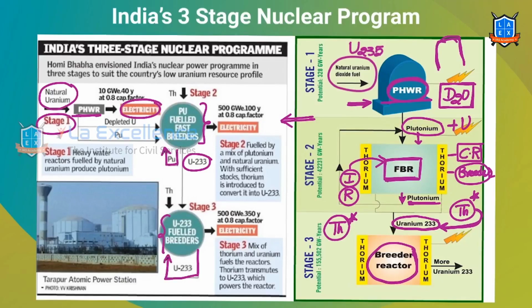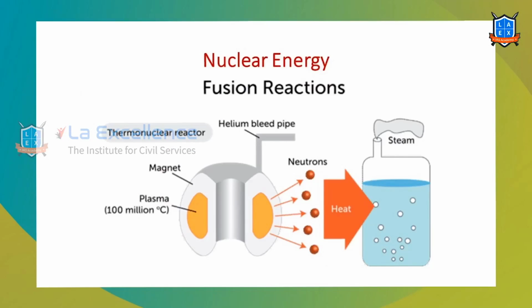In each stage, we can generate electricity, and we are using the end material of each stage as the raw material for the further stages. That's why this is very, very important. This we proposed under Homi Bhabha. He was one of the pioneers in India's nuclear power program.